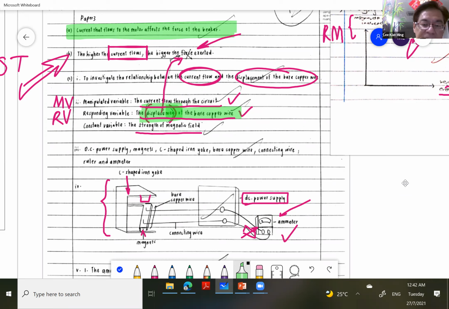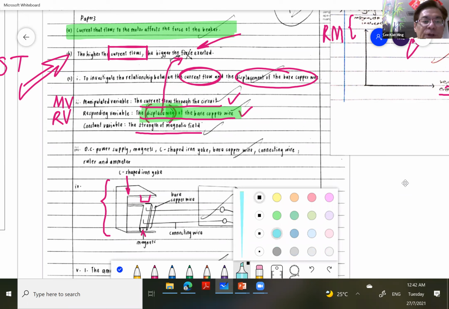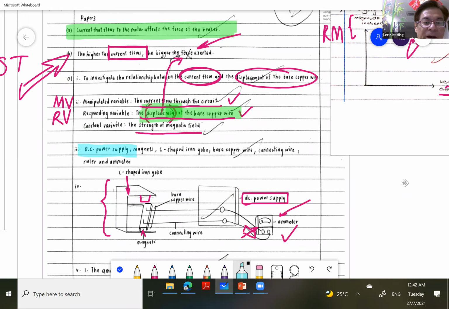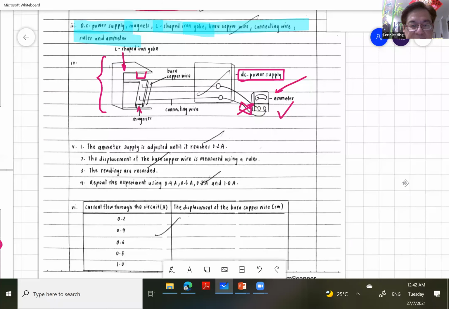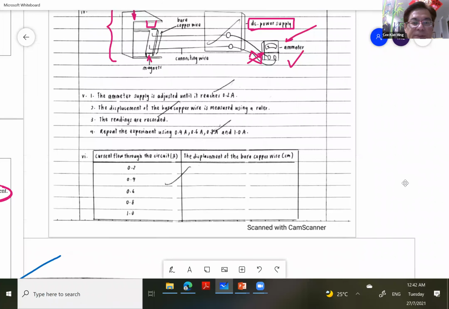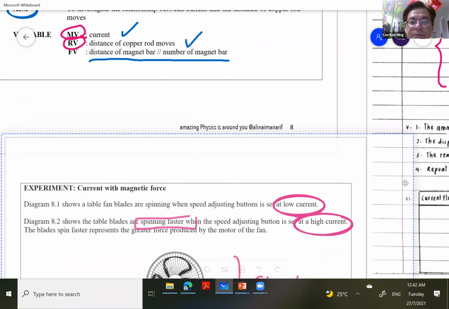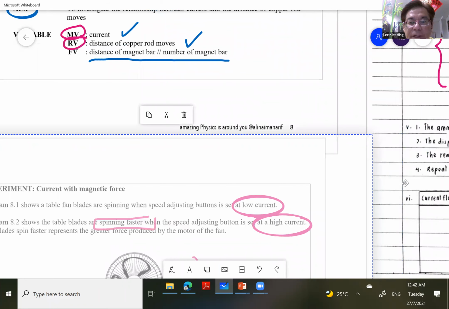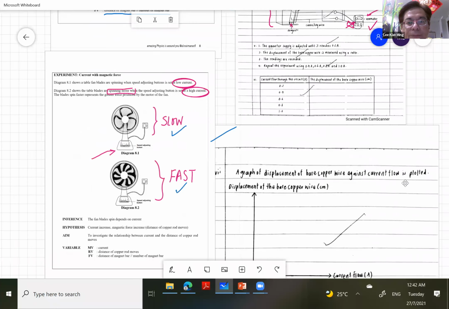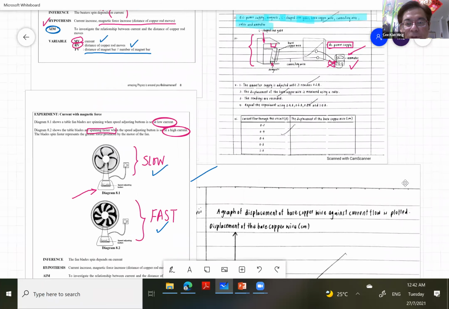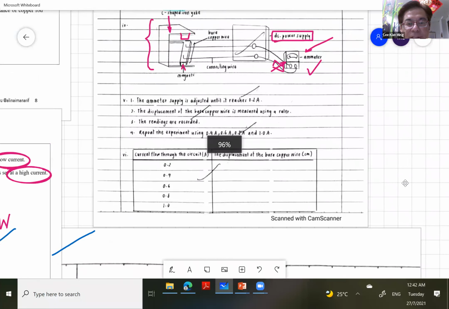So the apparatus, I am pretty sure you have no problem. All right, you have the power supply, then you have this magnet, C-shaped iron yoke, right? Bare copper wire, connecting wire, ruler, and ammeter. Okay, we're going to look at the continuous answer. Make sure you know we are talking about the procedure. All right, let's take a look at that. Okay, I'm going to make it slightly bigger so that you can see.